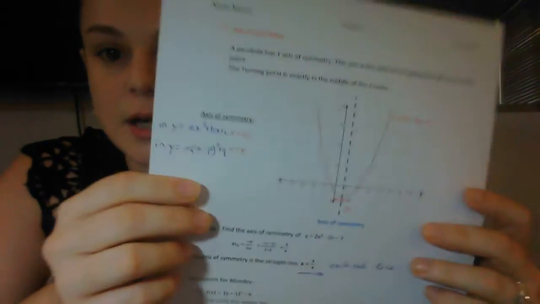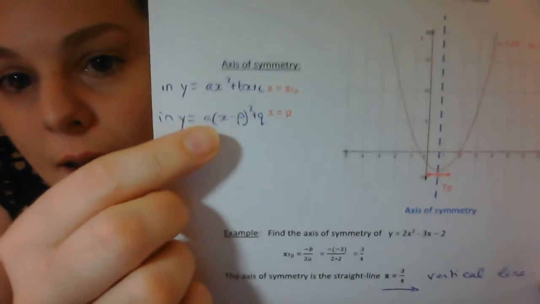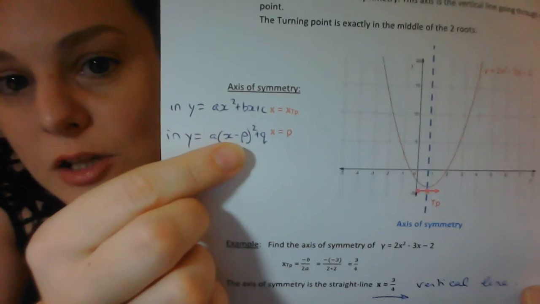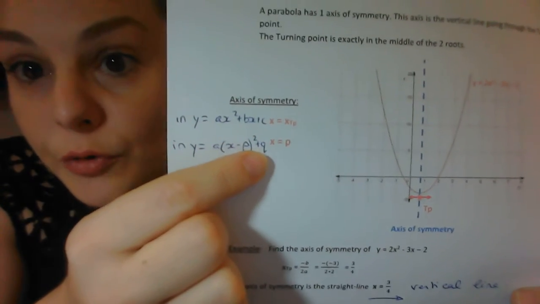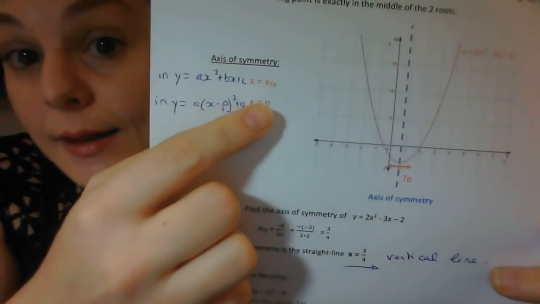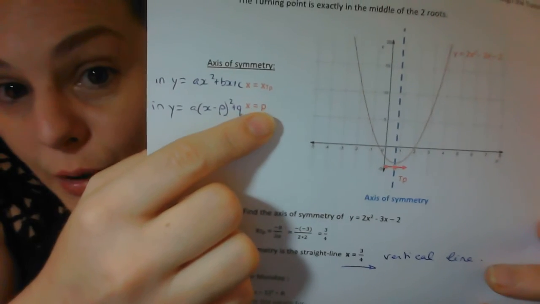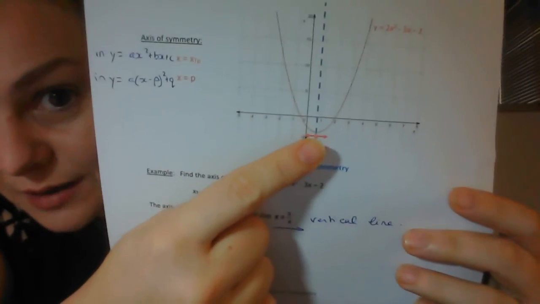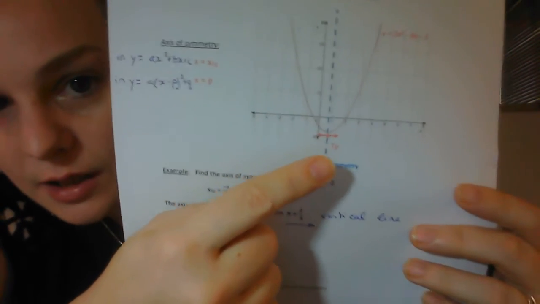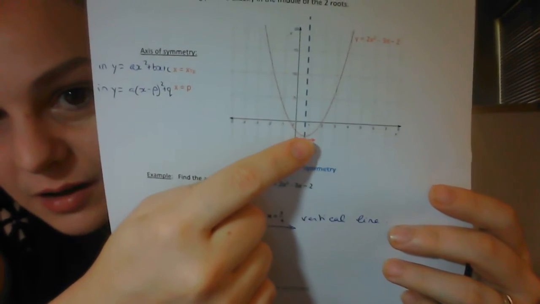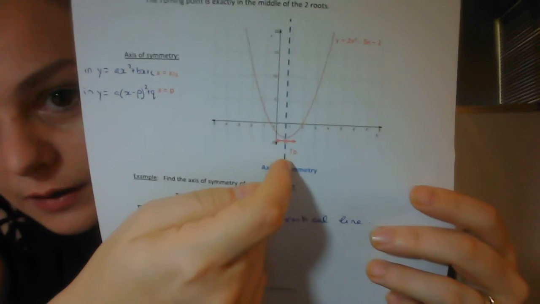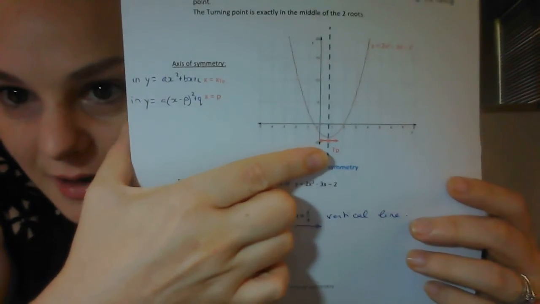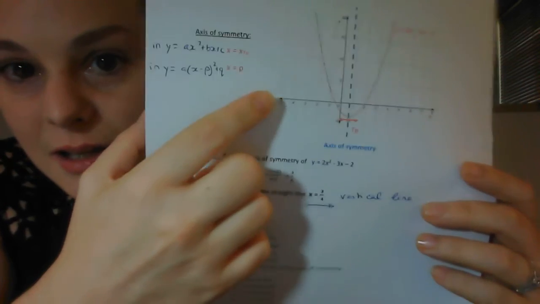In case the equation is given as a bracket x minus p squared plus q, the x value of the turning point is the p value. So that's straightforward, you just read it in the equation. So the p value is the x of your turning point. So this vertical line has as its equation x equals p.